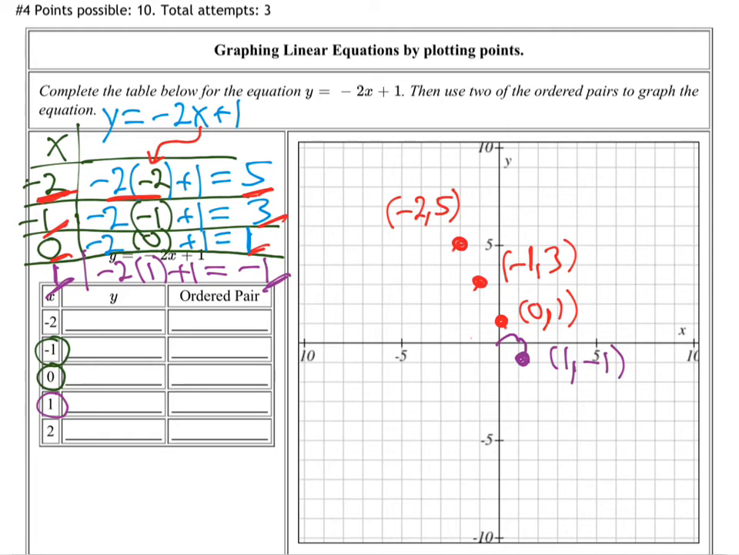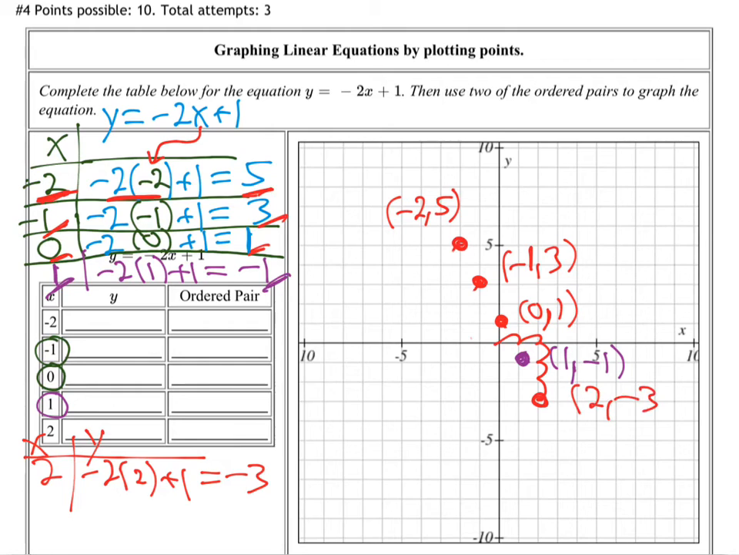One more. Last one. I'll do it down here. They want me to plug in 2 for x. X is 2. Y is -2 times 2 plus 1. -4 plus 1, -3. So that's 2, -3. So 2, then 1, 2, 3. There it is. So look at that. They all lined up in a perfect line, didn't they?